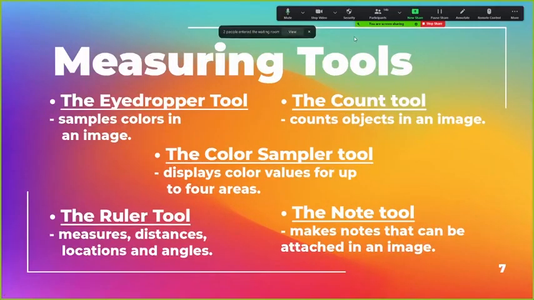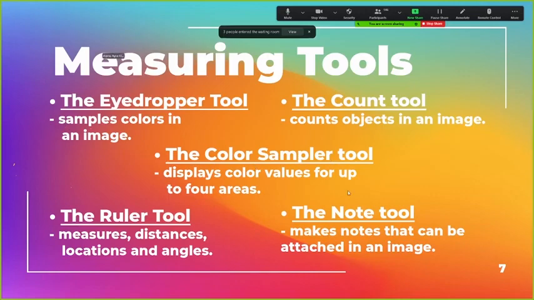So, measuring tools. Under ng measuring tools, the eyedropper tool samples colors in an image. And then, ito the count tool, hindi ko na discuss kasi parang added lang din siya na parang it's not really like basically that you need it when you using Photoshop, pero I'm discussing it na lang para you are familiar with the tools. Counts objects in an image. So, meron palang ganun na feature si Photoshop na kaya pala niya mag-count ng objects sa image.